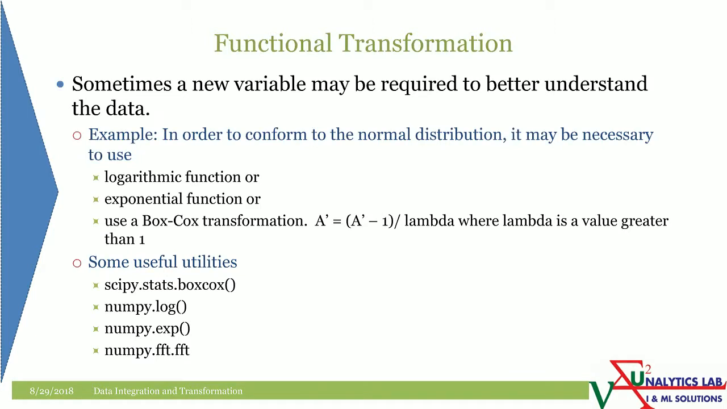Functional transformation. All the data may not be available in a normal form, and most of the analysis requires us to have the data in a normal distribution form. If it is not in normal distribution form, we may have to transform the data into a normal distribution, and for that we have various handy functions. We may transform the data using a logarithmic function or Box-Cox transformation. Thus we can make the data suitable input for the model building process, and some useful utilities in this regard for functional transformation are scipy.stats.boxcox, numpy.log, numpy.exp, numpy.fft.fft.